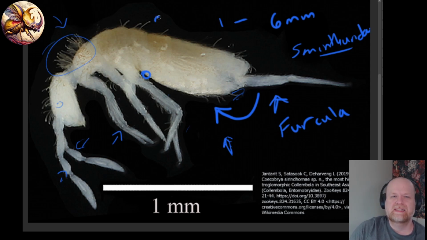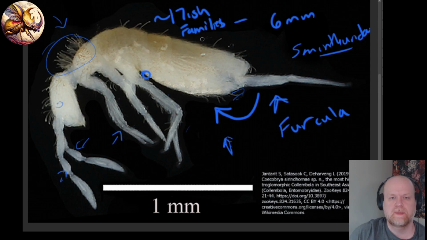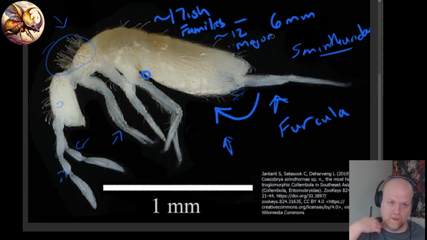There are 17-ish families of the collembola. Did I say the collembola and their families? I may have said a different word there. There are 17-ish families of collembola. And of those 17 families, there's about a dozen which are major groups. Some of the families only have a handful of species in them. But there are a number of families that have hundreds and hundreds of known species. So there are some families that you should be able to recognize fairly easily.